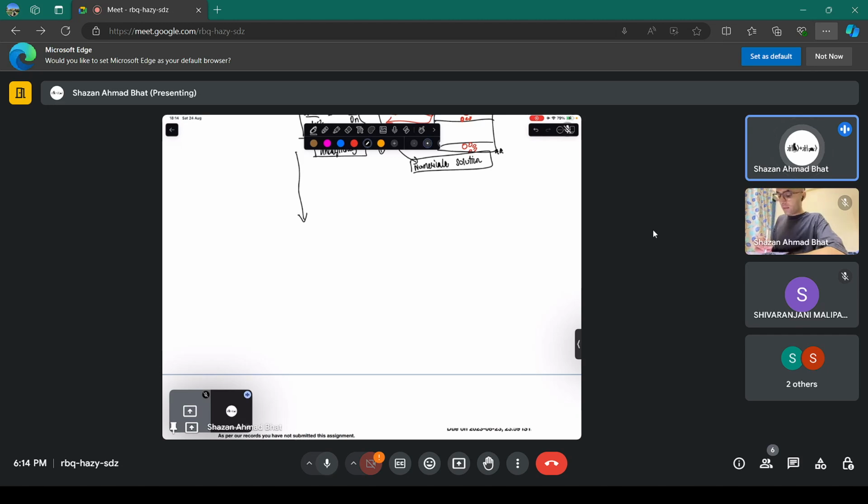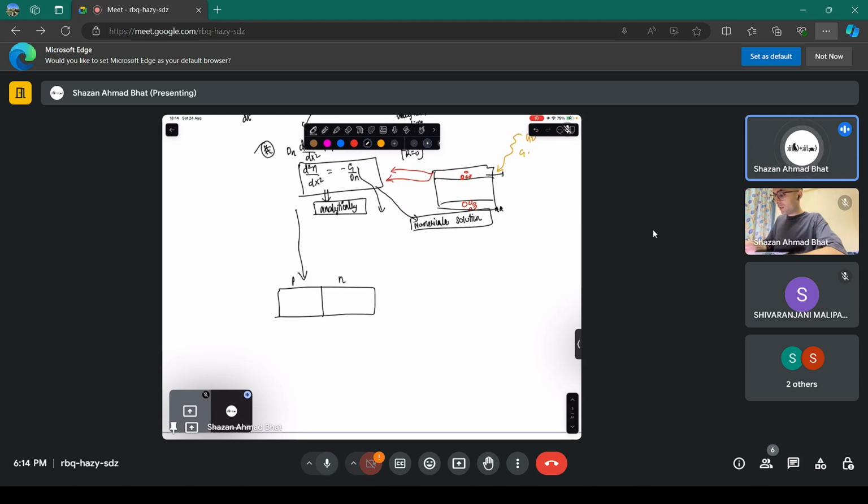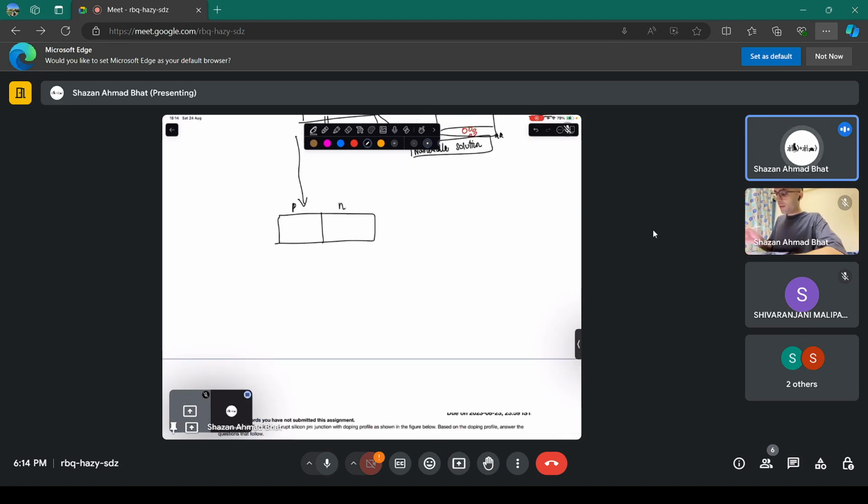Let's now do one thing. Let's combine two semiconductor chunks. Let's say one is the p side, one is the n side. Here we had only a single chunk, a single semiconductor. Now we combine two semiconductors, P and N. We dope this side with acceptor type impurities, and we dope this side with donor type impurities.